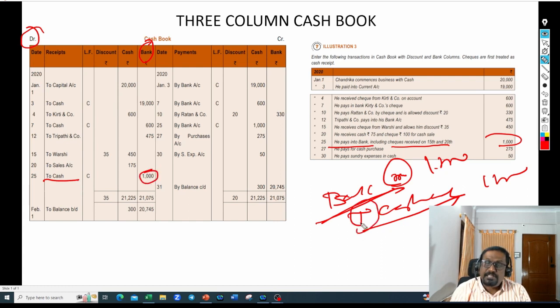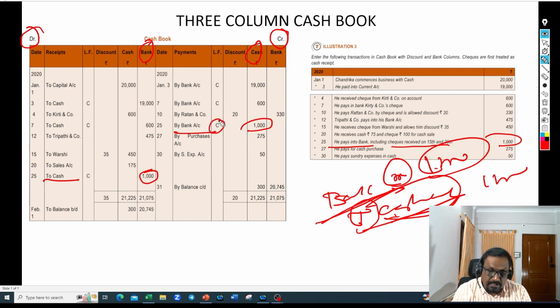Here cash account is credited, so on the credit side we need to write. Under which column do we need to write? Cash is credited, so in the cash column we need to write. How much do we need to write? "By bank account" 1000. So we need to mention this as a contra entry because it has come on both sides.